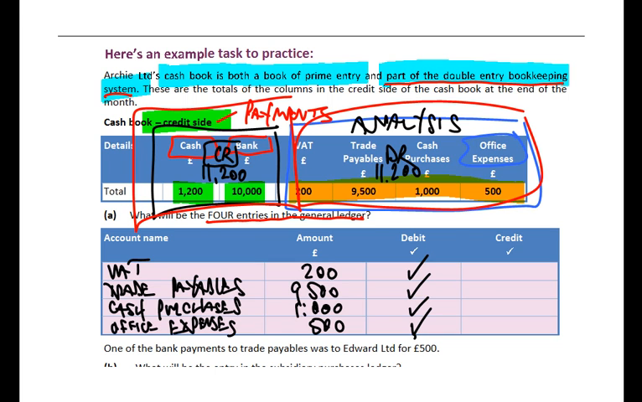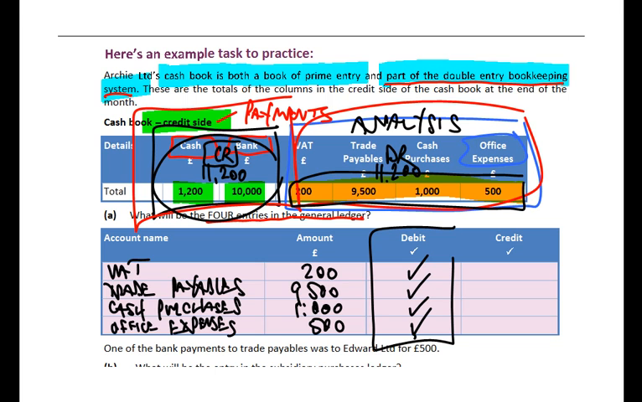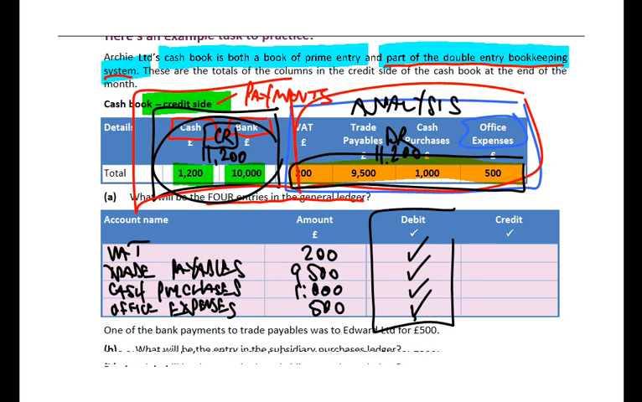So what you can see here is all we need are 4 debit entries to correspond to the 4 analysis columns, which will therefore balance against the 2 credits that they've posted already to the cash account and the bank account. So do notice here, because we were told that the cash book is part of the double entry bookkeeping system, the assumption is that those credits are therefore already in the general ledger. We therefore only need to post the debits to balance.